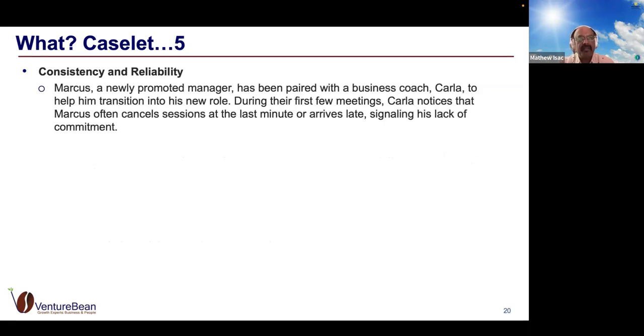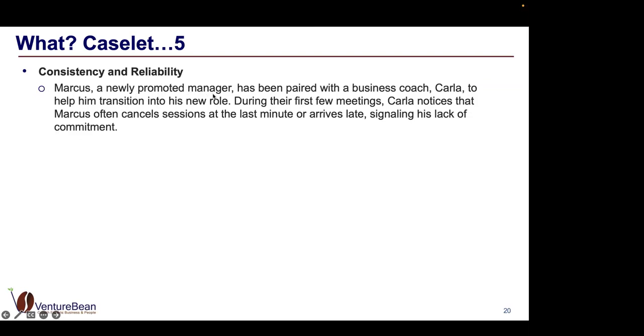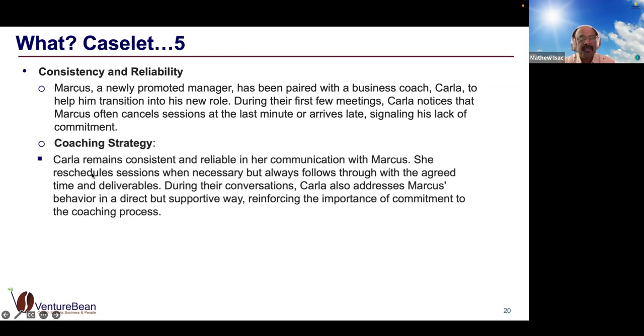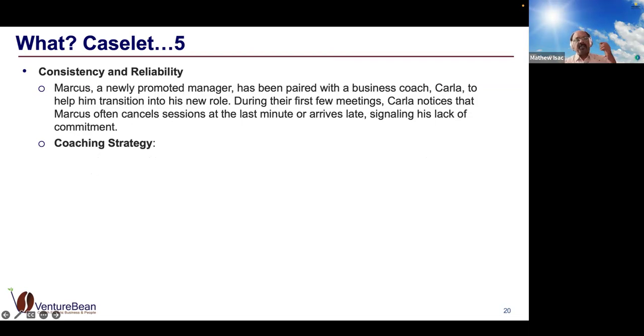So this is about Marcus, and we're talking about consistency and reliability. My request, Jigar, is to look at the caselet because every word counts. Here we're talking about being consistent and reliable. C plus R plus I, this is the R. It's a newly promoted manager, Marcus, and the business coach is Carla. The objective is to transition into the new role. The first few meetings have happened, and the coach notices Marcus is canceling sessions at the last minute or arriving late, signaling lack of commitment. What's your coaching strategy and what's the outcome?